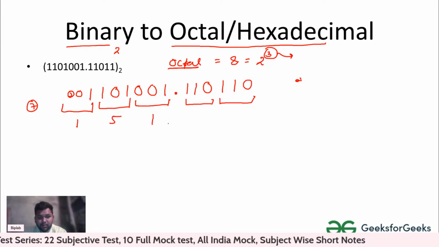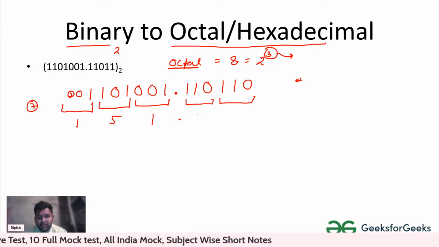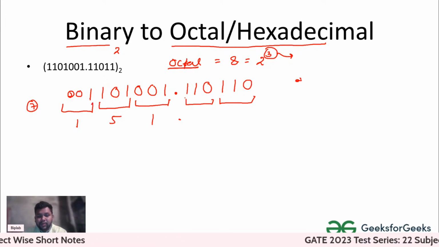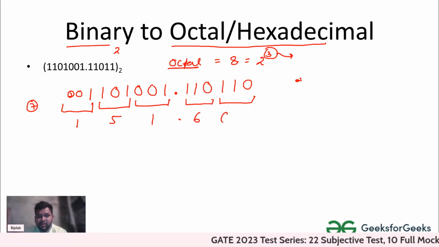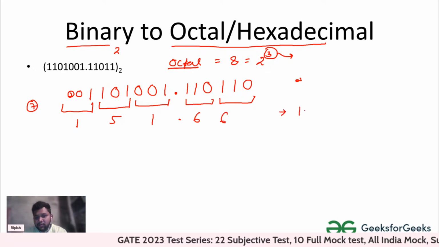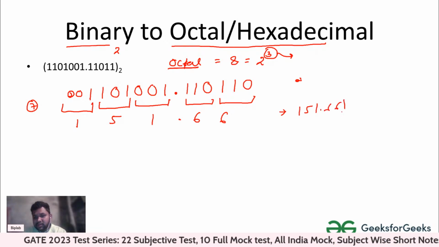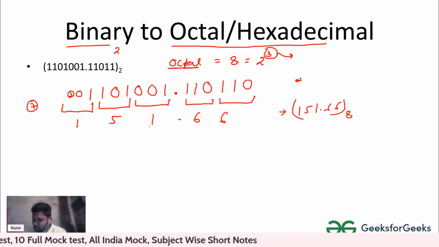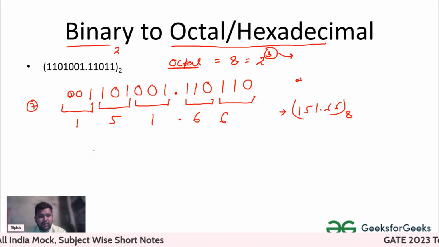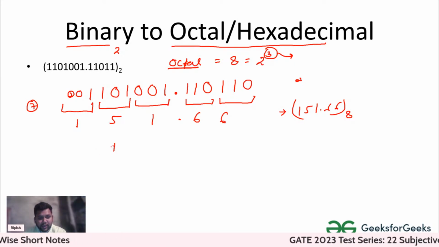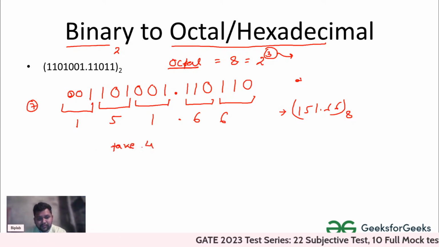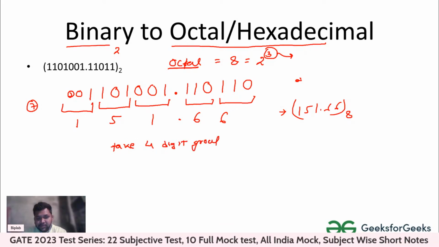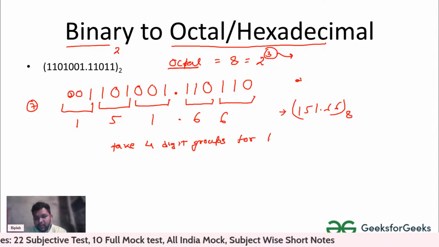So this is 1 5 1 point 6 6. So your number is 151.66 in base 8. The same way you can convert it into hexadecimal. Just take groups of 4 digits for hexadecimal.